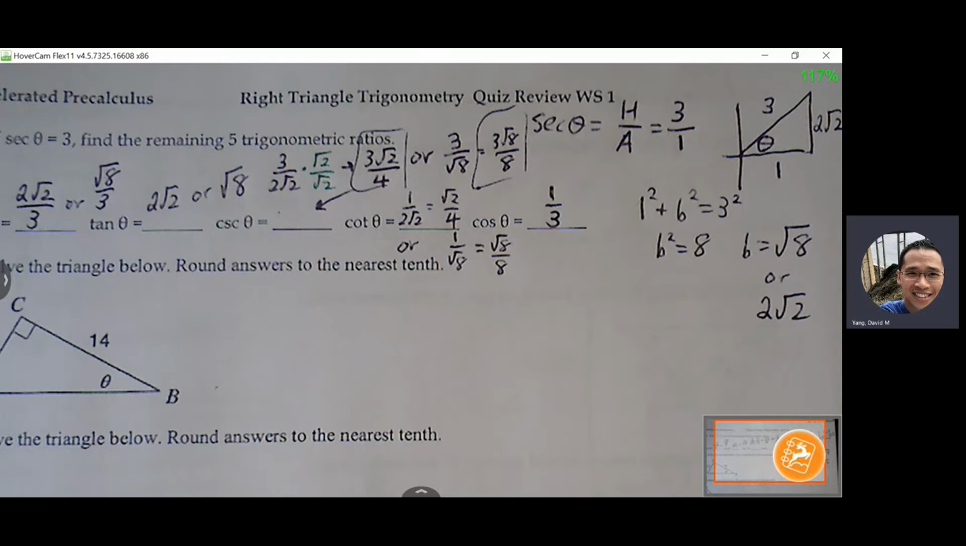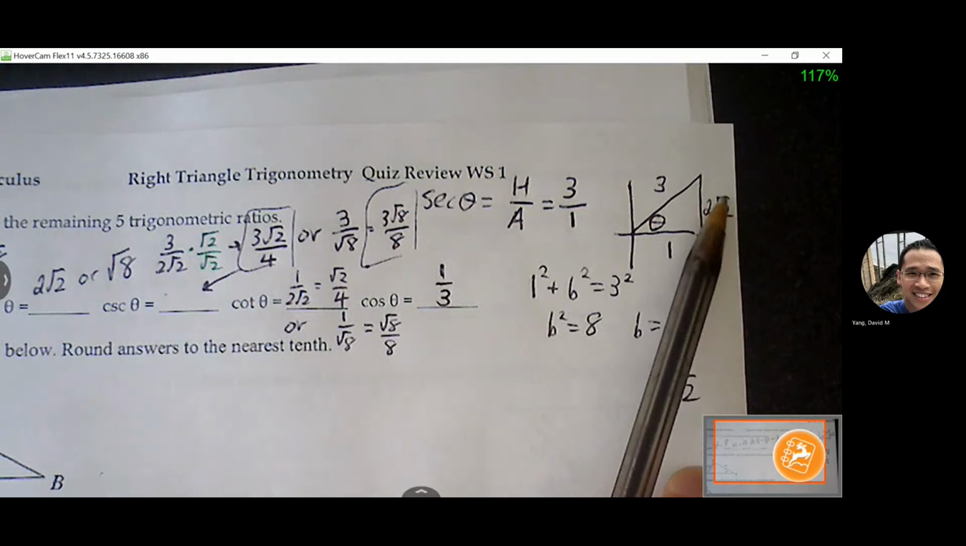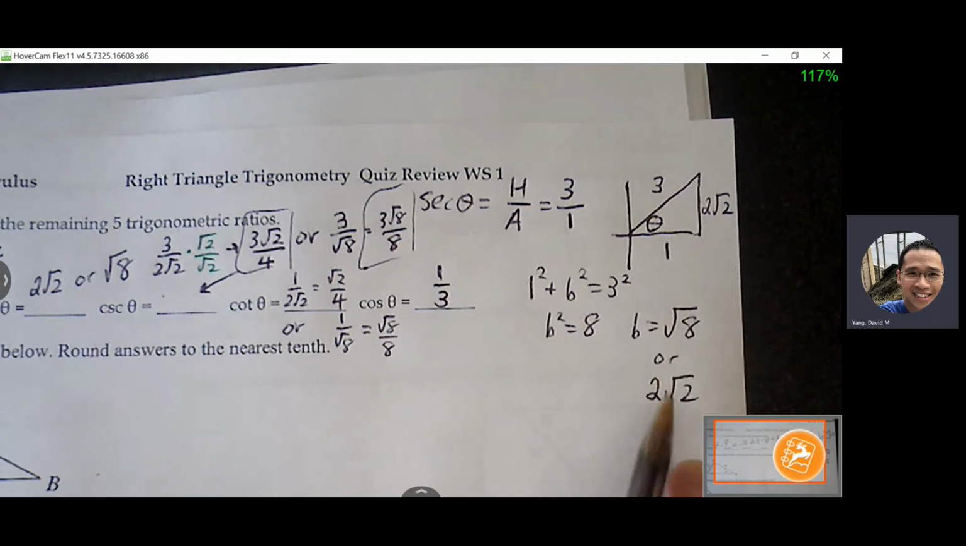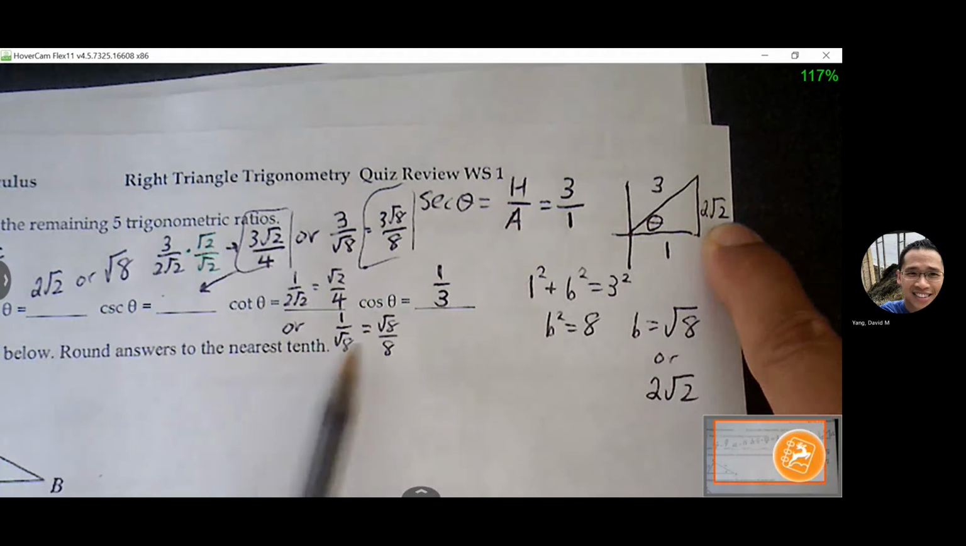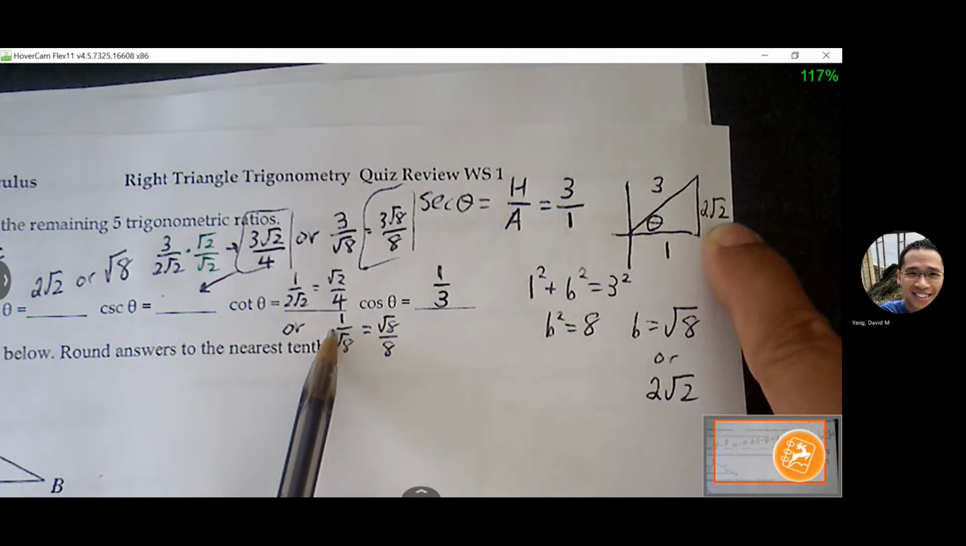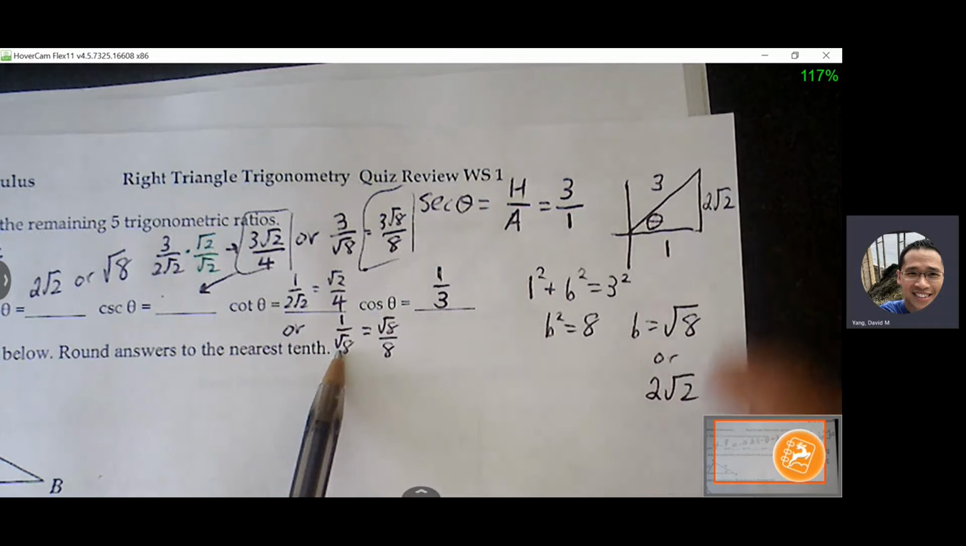Okay, number 2, solve the triangle. So that means we want to find all the missing pieces. Questions? Yeah, how did you get 3 over 8? That's if I left the opposite as root 8. There's 2 root 2 sitting as root 8. Okay. Oh, gotcha. So adjacent over opposite. I'm sorry, adjacent over opposite.